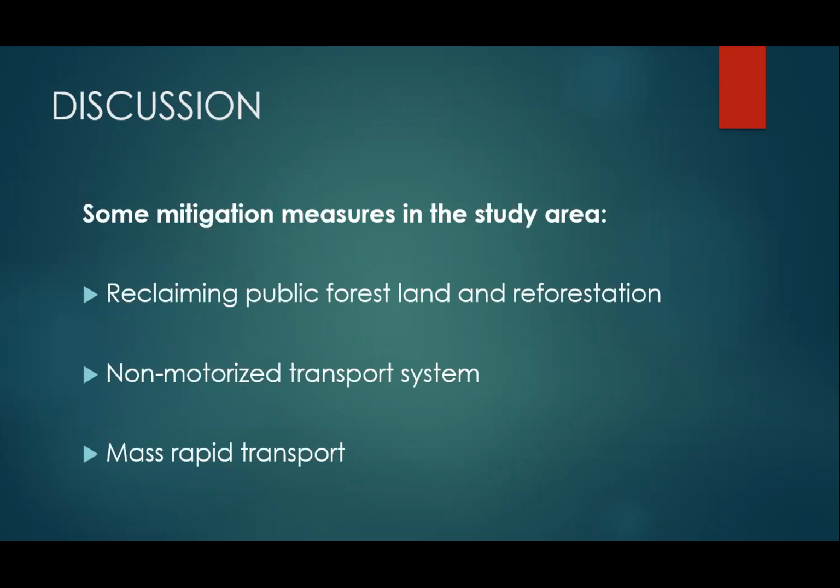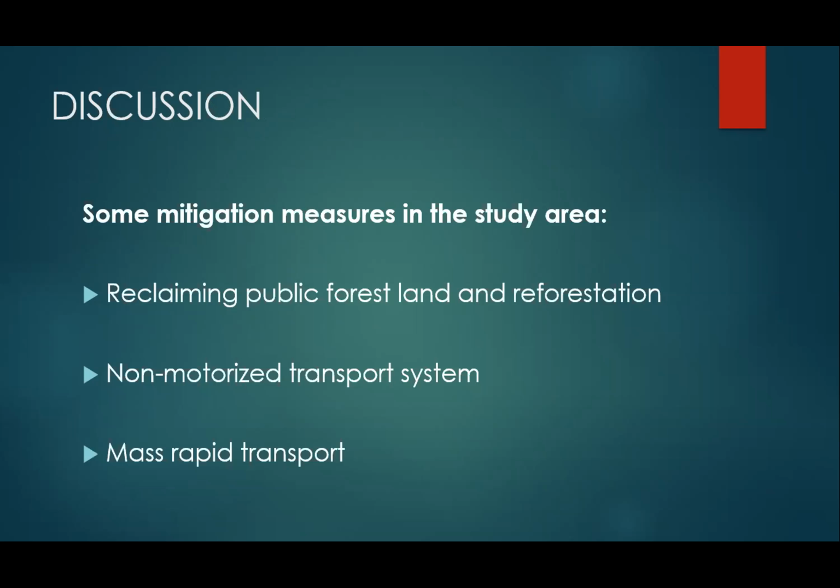Some of the mitigation measures that we've seen the government take include reclaiming public forest land and reforestation. For example, in the Ngong forest, people have invaded the forest, so the government is trying to reclaim the land, because we know that forests absorb carbon dioxide from the atmosphere.